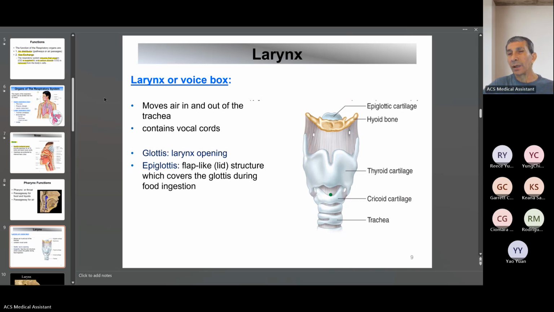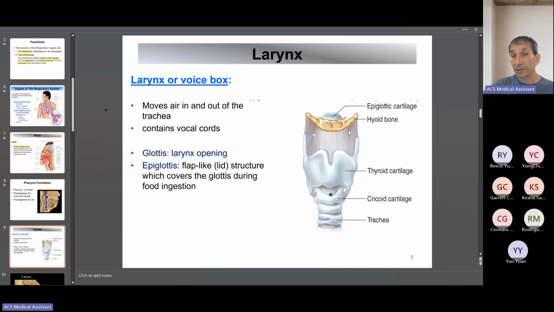Don't worry about any other structures. Oh, this is the cartilage, epiglottic cartilage. This is the thyroid cartilage. This is the cricoid cartilage. Oh, and yada, yada, yada. No worries about that. You only need to know that this is one structure that contains the vocal cords, the larynx, that is also known as the voice box.